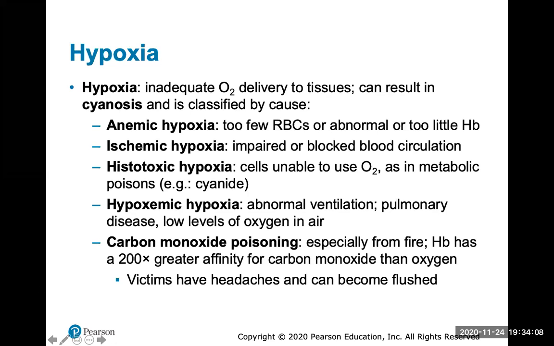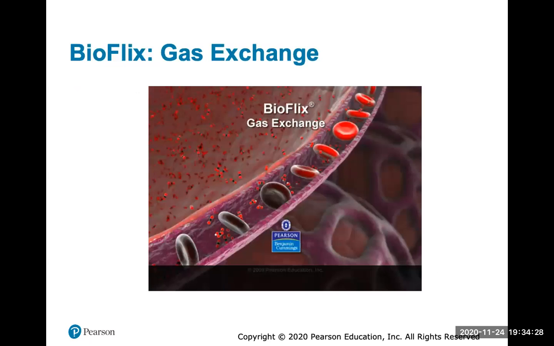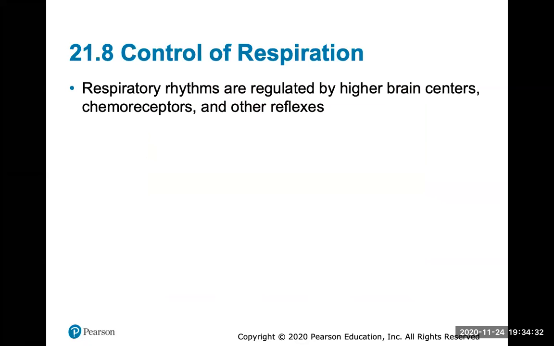Carbon monoxide poisoning occurs because hemoglobin has about a 200 times greater affinity for carbon monoxide than oxygen. Victims will have headaches, can become flush, but what's going on in carbon monoxide poisoning is their hemoglobin is binding more tightly to carbon monoxide than to anything else. This is a great gas exchange video that you can look at when you download the PowerPoint.